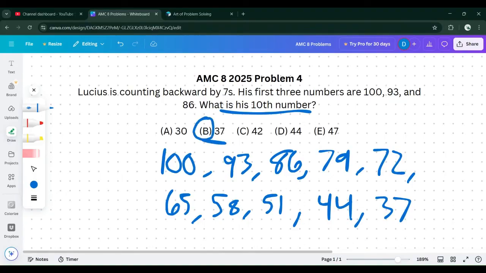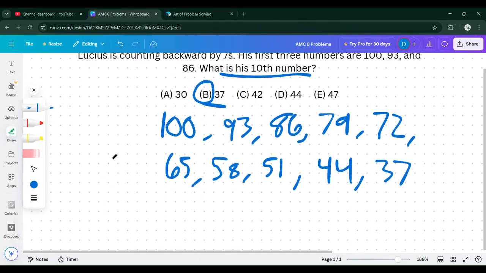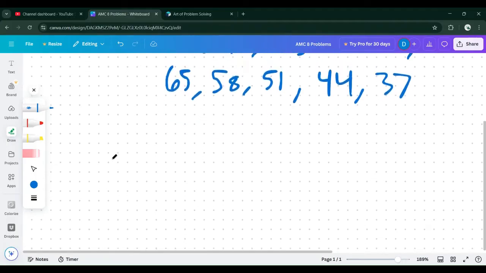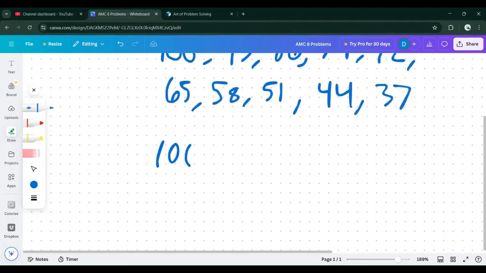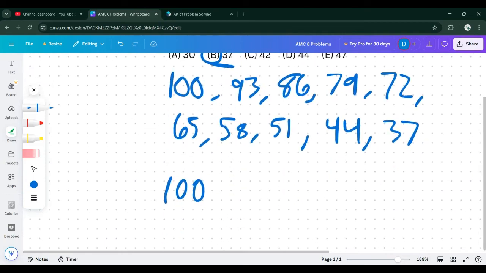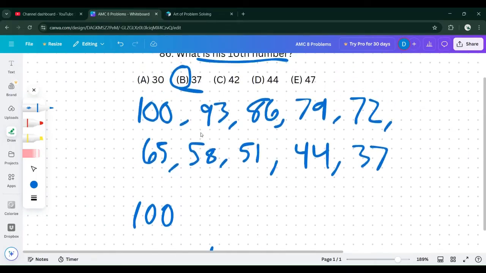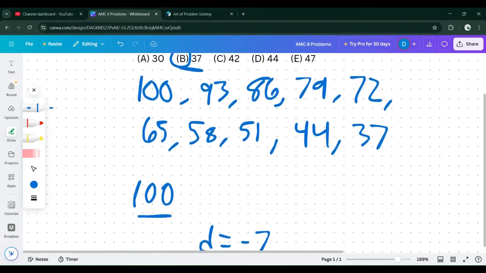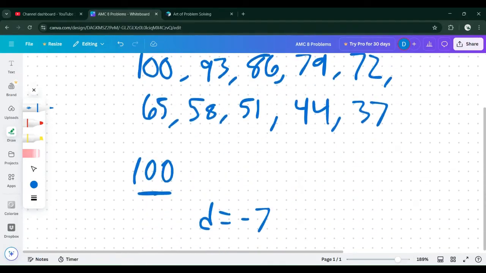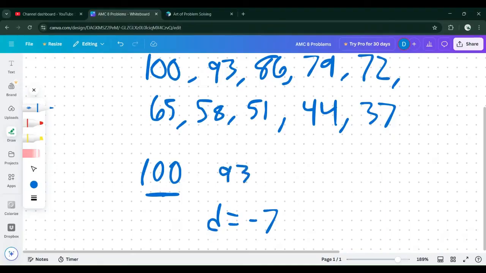But I'll show you a different method. The different method is just using a formula, and it's the arithmetic sequence formula. So we start with 100, and the difference is -7 between the first and second and third, and each term after that. The difference is -7. So D is equal to -7. Now since 100 is the first term, there's 9 terms after that.